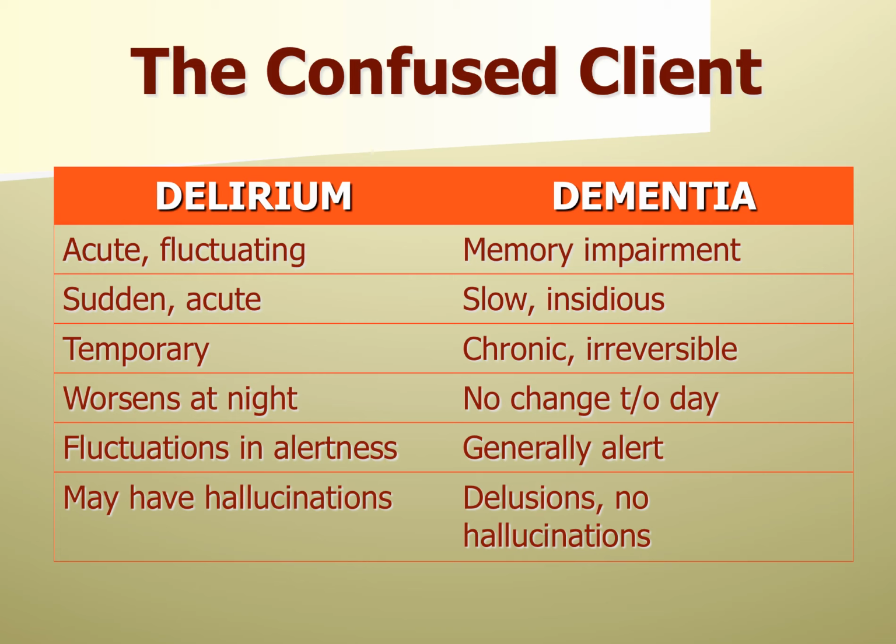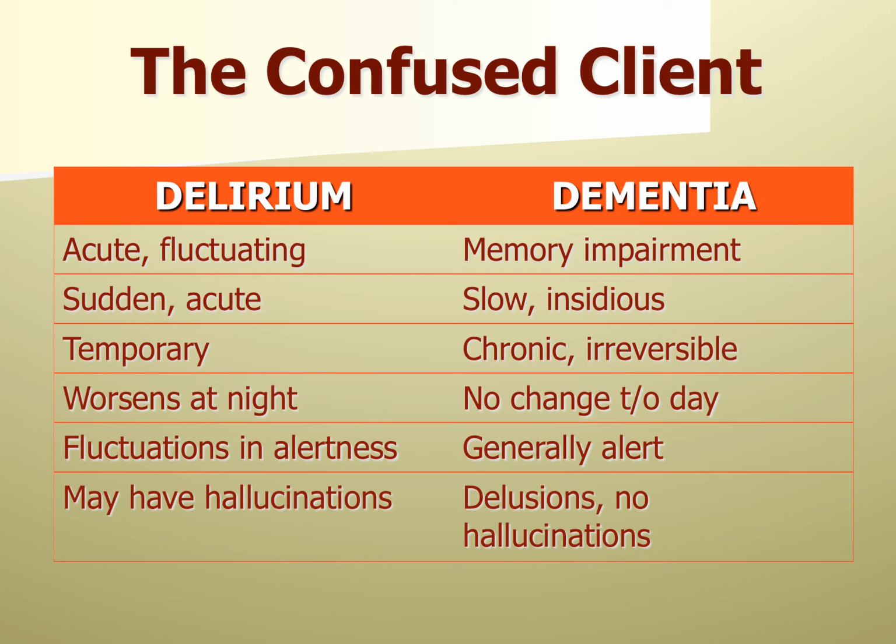So just changing that environment and illness and so forth can affect people's neurostatus related to their sensing and their orientation. So delirium is acute, it fluctuates, it's sudden, it's temporary, it will resolve as the client's condition resolves. It worsens at night. They may have fluctuations in alertness, so maybe tired, lethargic, somnolent during parts of the day and then awake and so forth. And then they may have hallucinations. You'll notice that dementia has delusions.